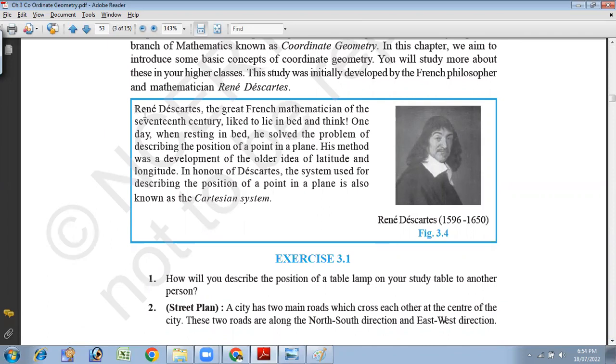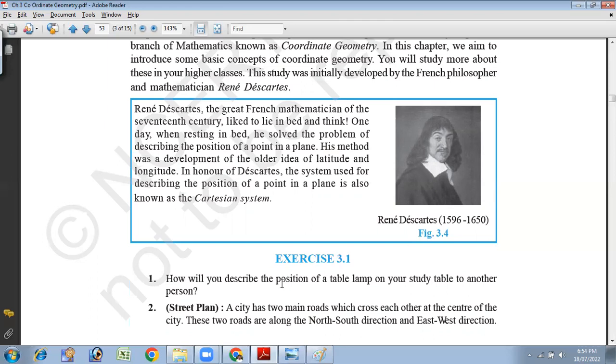Rene Descartes, this scientist, was a great French mathematician of the 17th century, who liked to lie in bed and think. One day when resting in bed, he solved the problem of describing the position of a point in a plane. His method was developed out of the older idea of latitude and longitude. In honor of Descartes, the system used for describing the position of a point in a plane is known as the Cartesian system, and we can say Cartesian geometry. Understand?